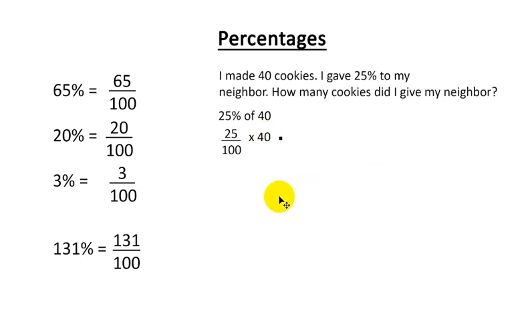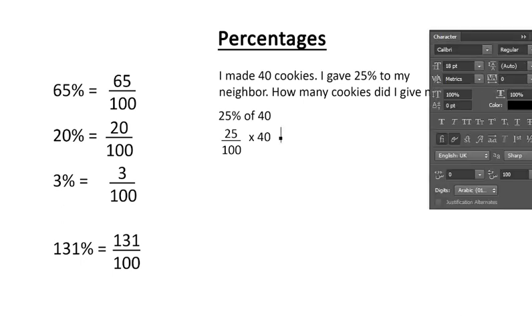What we would do is basically multiply the numerator with the whole number. So 25 times 40. And the denominator would just stay the same. So it would just be 100. 25 times 40 is 1,000 over 100.